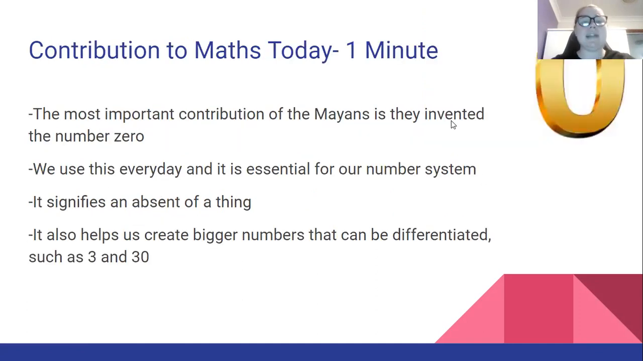And lastly, how did they contribute to maths today? Well, they invented the number 0. And I know that you're thinking, oh, 0, what does that even mean? It is so essential for our number system. It signifies an absence of things, and it also is a placeholder that can differentiate between bigger numbers. I mean, the difference between 3 and 30 is literally a 0.